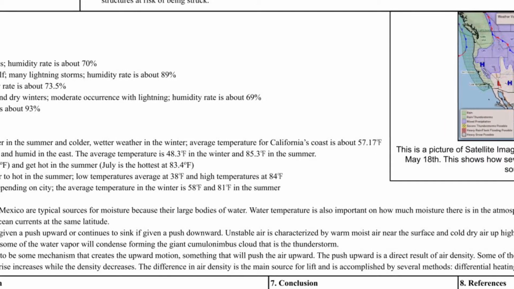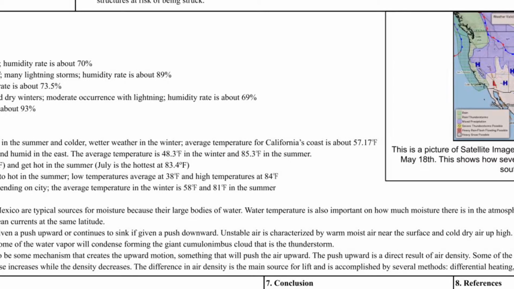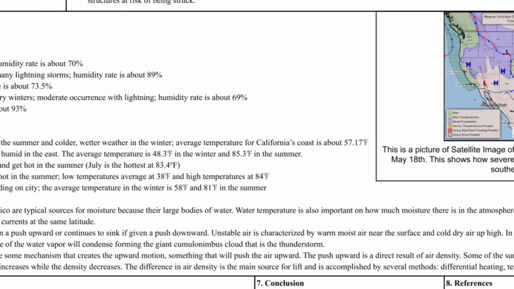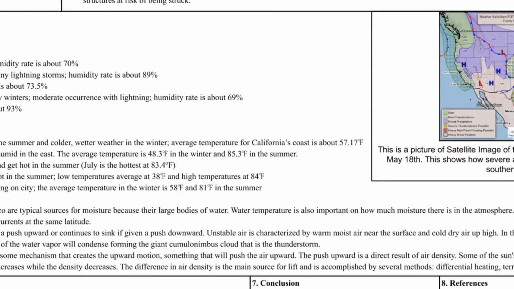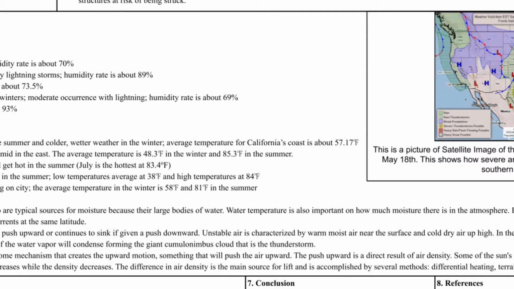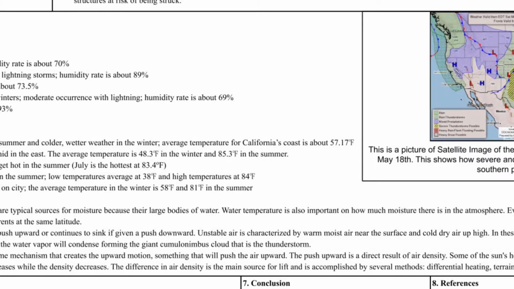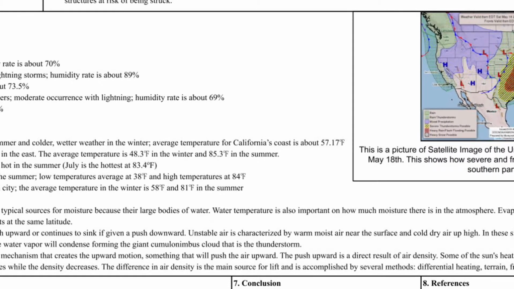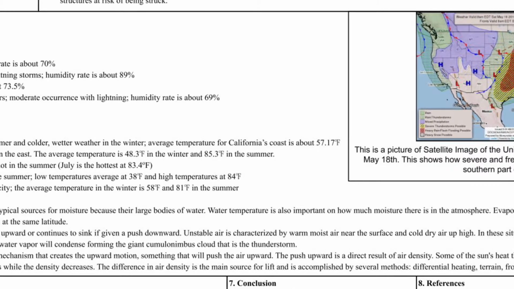The average temperature in the winter is 58 degrees and 81 in the summer. Other things that affect lightning storms: moisture. The Atlantic and Pacific Oceans, as well as the Gulf of Mexico, are typically sources for moisture because of their large bodies of water. Water temperature is also important for how much moisture there is in the atmosphere.